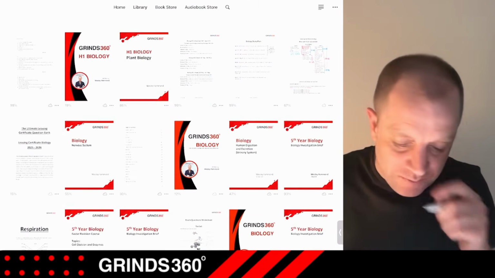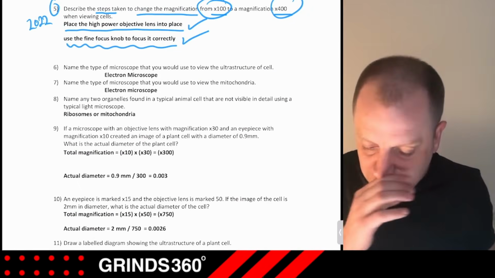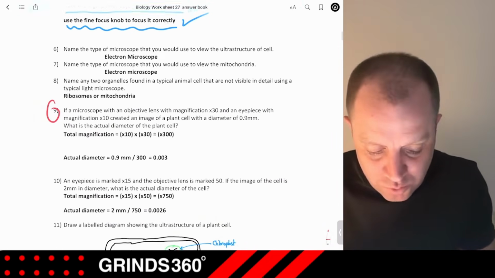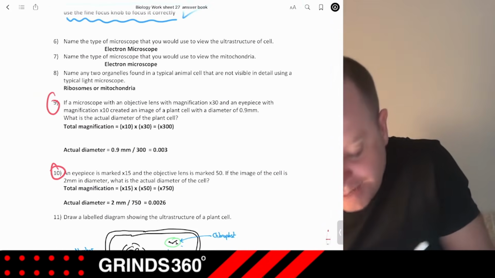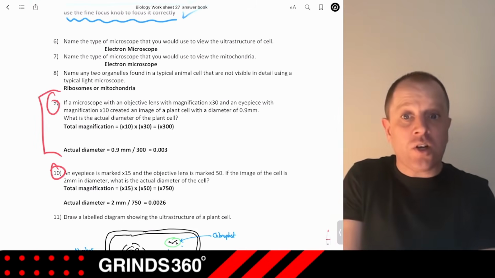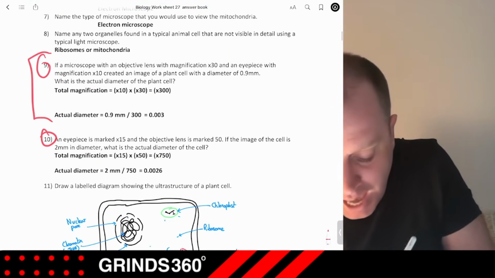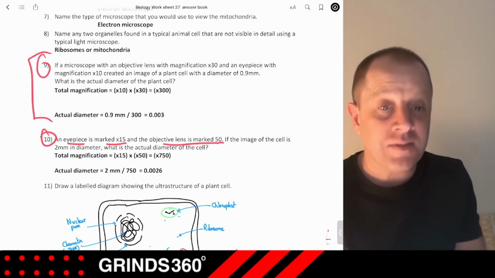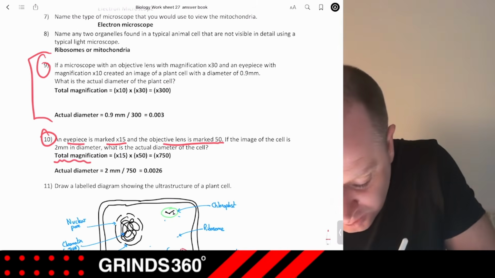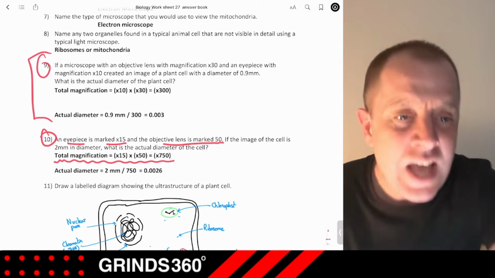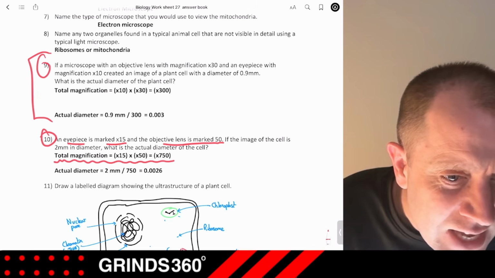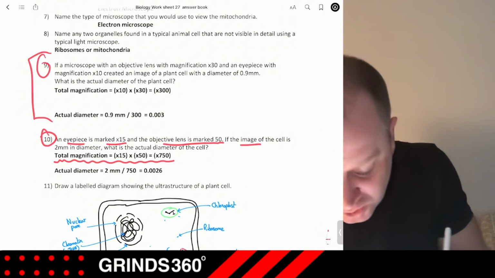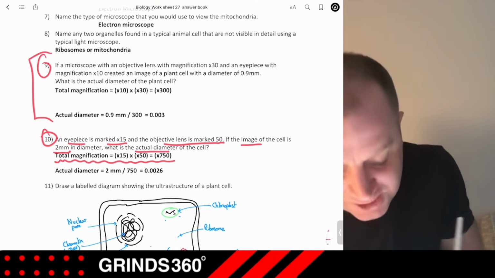All right, let's have a look at this one. The one on the question bank is question 9 here. Question 9 states, well, that's the one we just did. So actually we'll go to question 10. Question 9 is the same as the one in the notes. Question 10 says, an eyepiece has a magnification of 15 and an objective lens has a magnification of 50. So before we go any further, total magnification, you multiply the two and it's 750. Now, what then? If the image is 2 millimeters, what's the actual diameter?